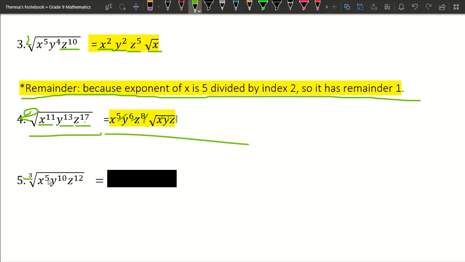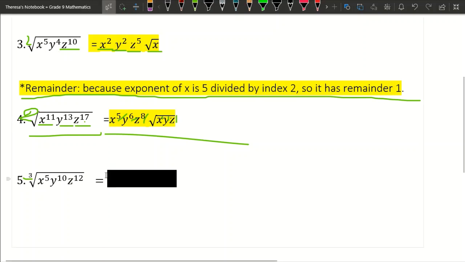So, x raised to the 5th power, so i-divide natin siya sa index. So, 5 divided by 3, I'm sorry, our index is 3. So, 5 divided by 3, so that is 1. Pero yung remainder natin is 2. So, ibig sabihin, yung natitira sa loob ng ating radical sign is na exponent is 2 because that is our remainder. Another one is 10 divided by 3. So we have 3, and that means we have remainder 1. And 12 divided by 3, that is 4, pero wala na tayong remainder.